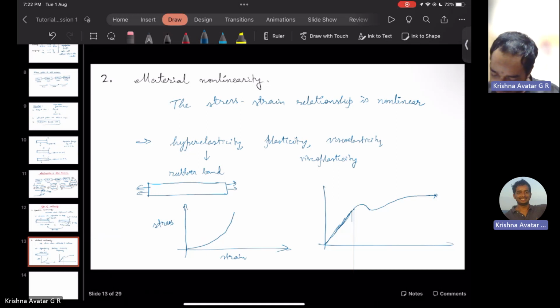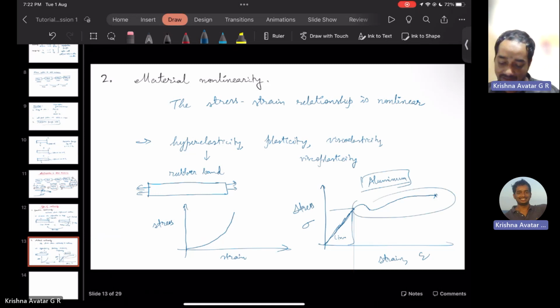This is the linear part. Here sigma is stress and epsilon is strain. And this is for aluminum, just aluminum. So this portion is what is studied under plasticity.